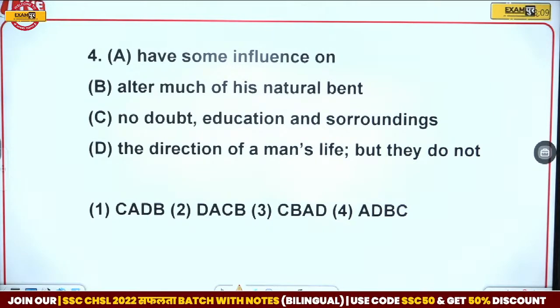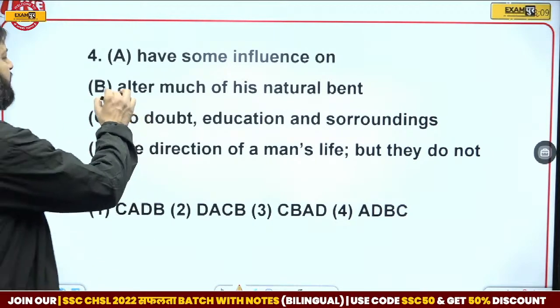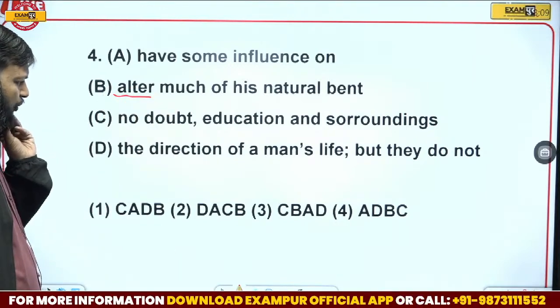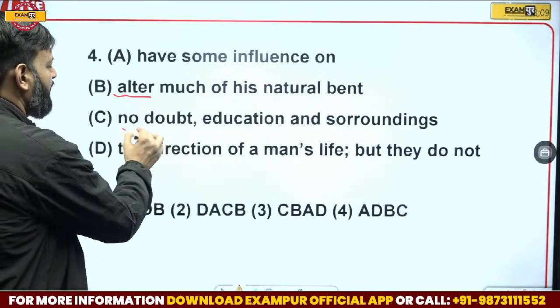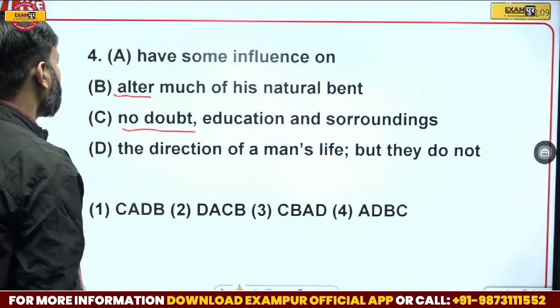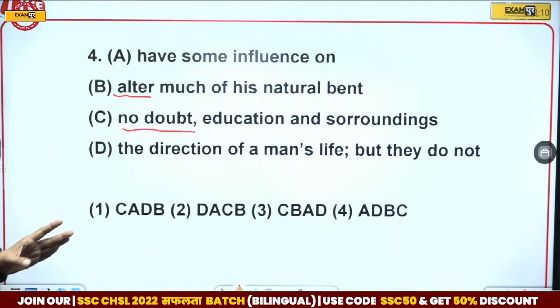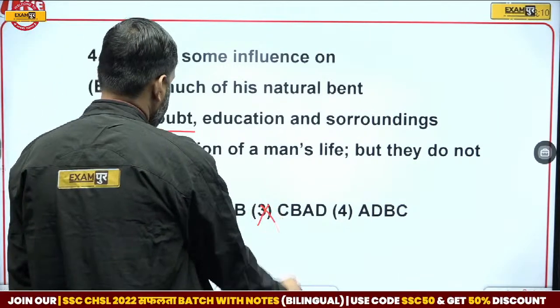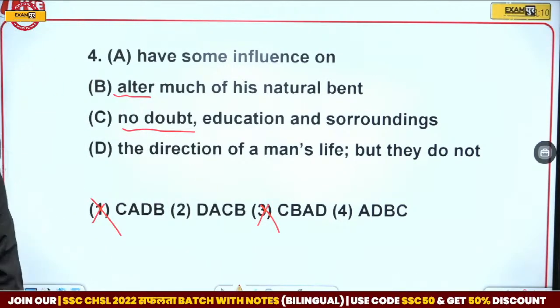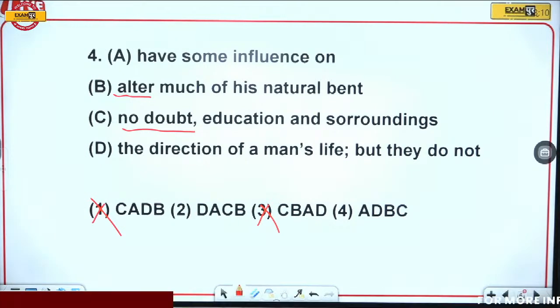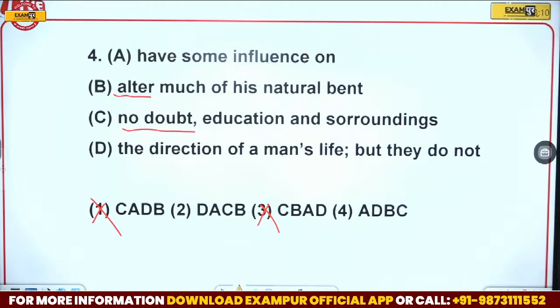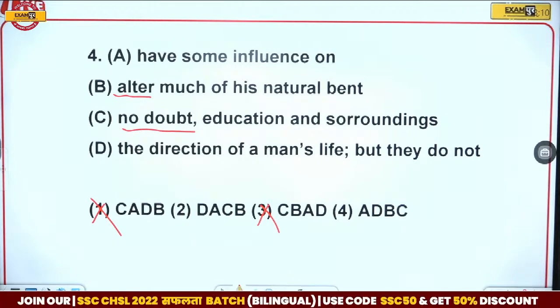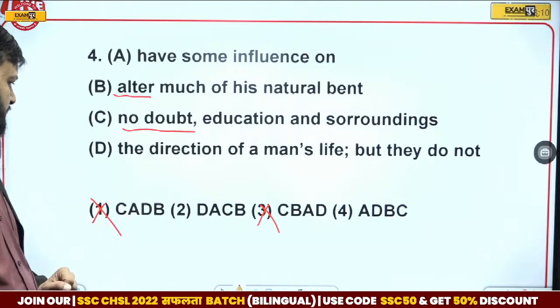"Have some influence." See, "alter much of his", this cannot be the first sentence. "No doubt" is followed by a comma, so this is also not the first sentence, right? So B and C cannot be the first sentence. It means eliminate 1 and eliminate 3. Now we have 2 more options, 2 and 4. Two and 4. Okay, let's see.